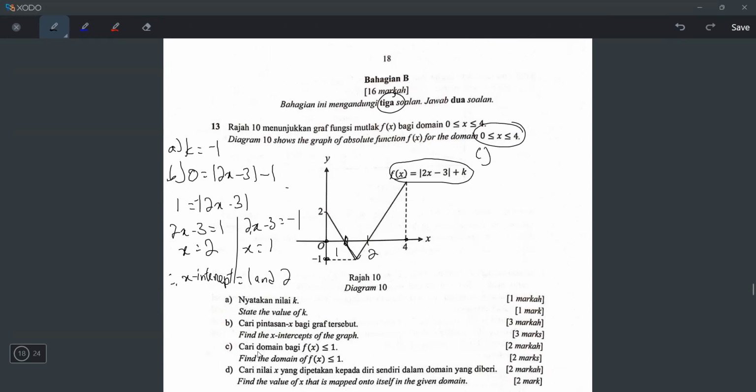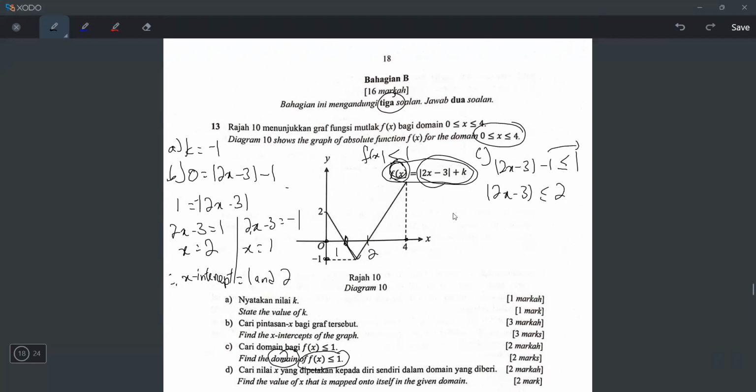Let's go to question (c). Find the domain of f(x) smaller than or equal to 1. So we already know f(x) is this one, modulus 2x minus 3 plus k. But k is negative 1. But then they say f(x) has to be smaller than or equal to 1. It means this whole thing also has to be smaller than or equal to 1. And now I try to find the domain. Means find the range of the object, because domain means object. Means I'm trying to find the range of x. Object is x. So I just move across. So modulus 2x minus 3 smaller than or equal to minus 1 becomes plus 1.